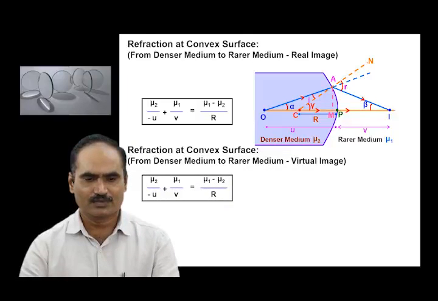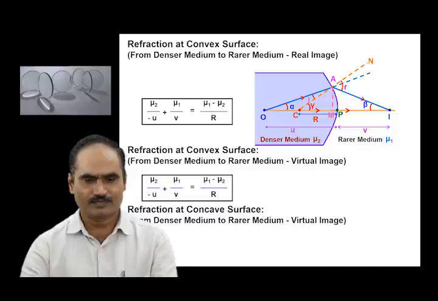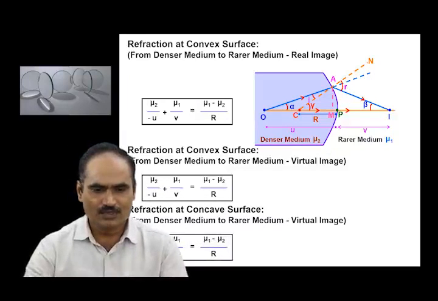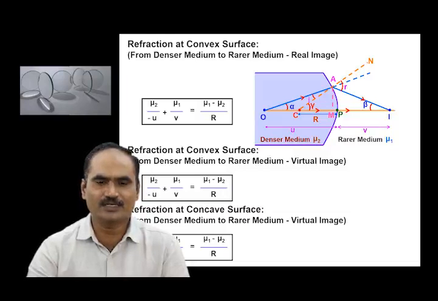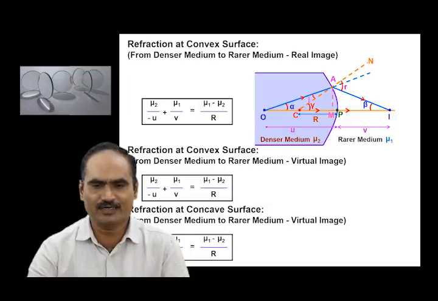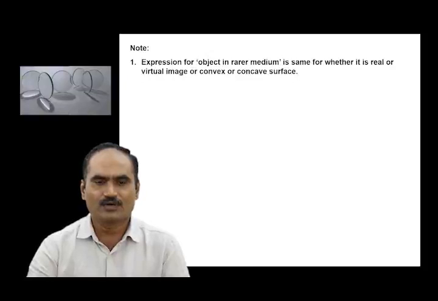Right? So therefore, here now you see this. You compare these two here. Refractive index of convex surface for denser medium to rarer medium for virtual image. Refractive index at concave surface for denser medium to rarer medium for virtual image. So all these three equations are written. This is for if an object is inside the medium, or in a denser medium. You will use these equations. Right?